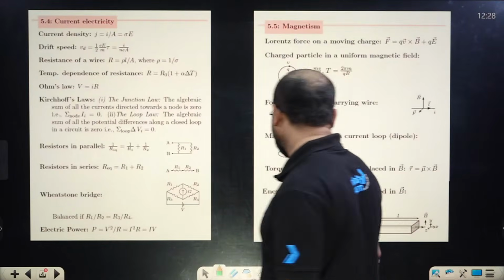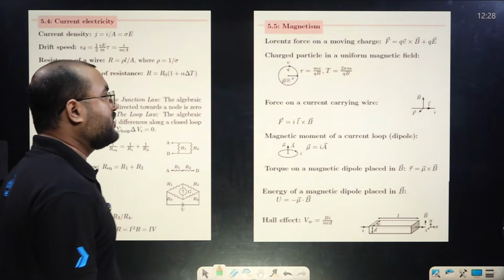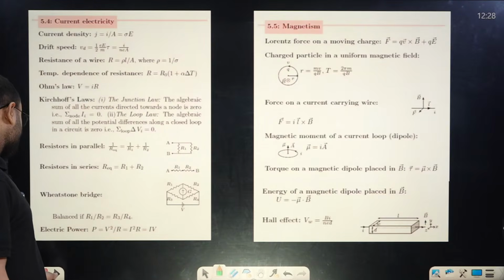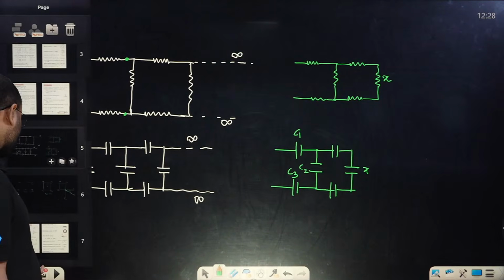So please do remember that part of things. These are the 2-3 things that should be remembered, because normally this type of question has been asked.